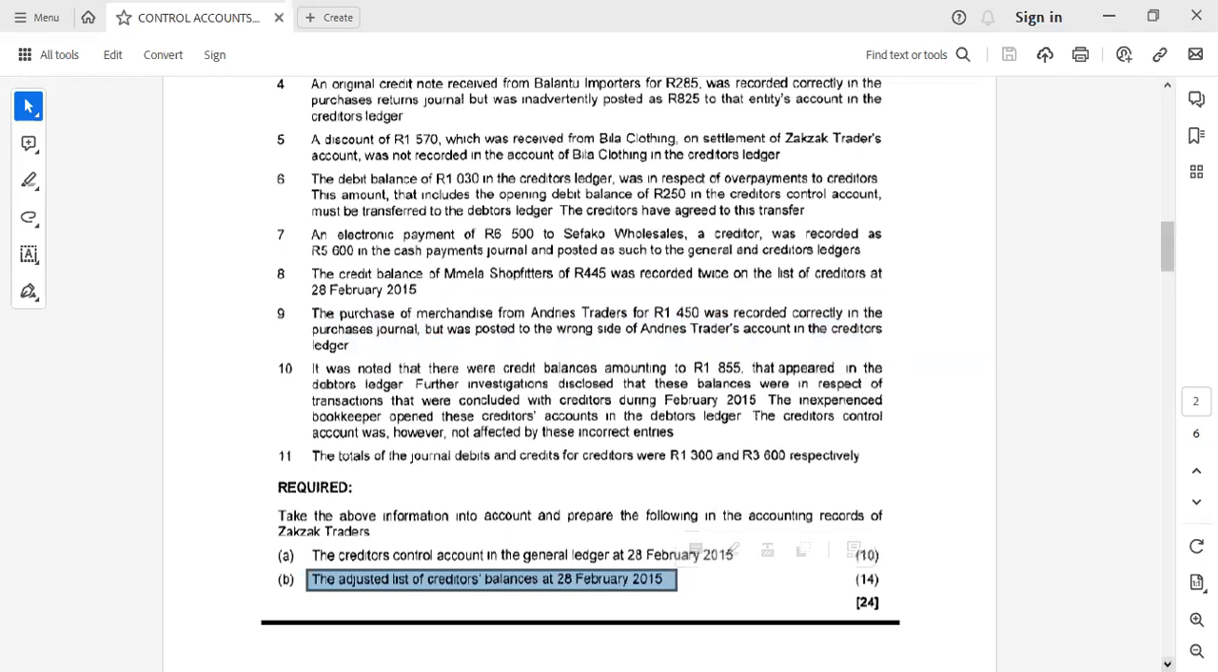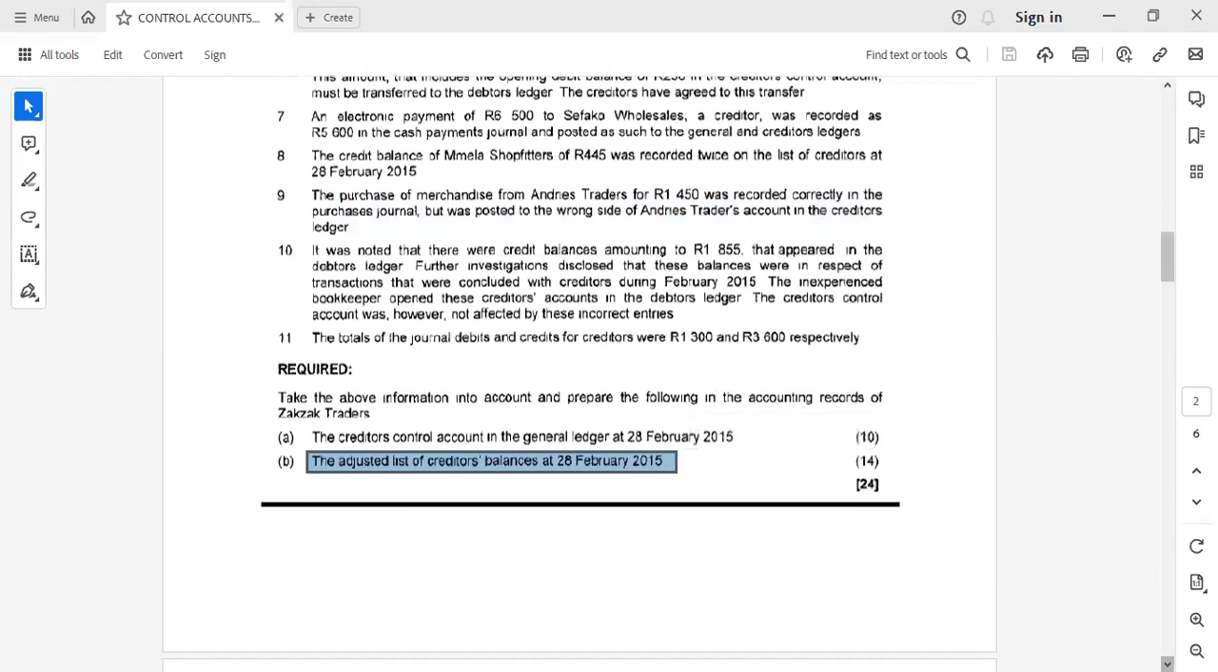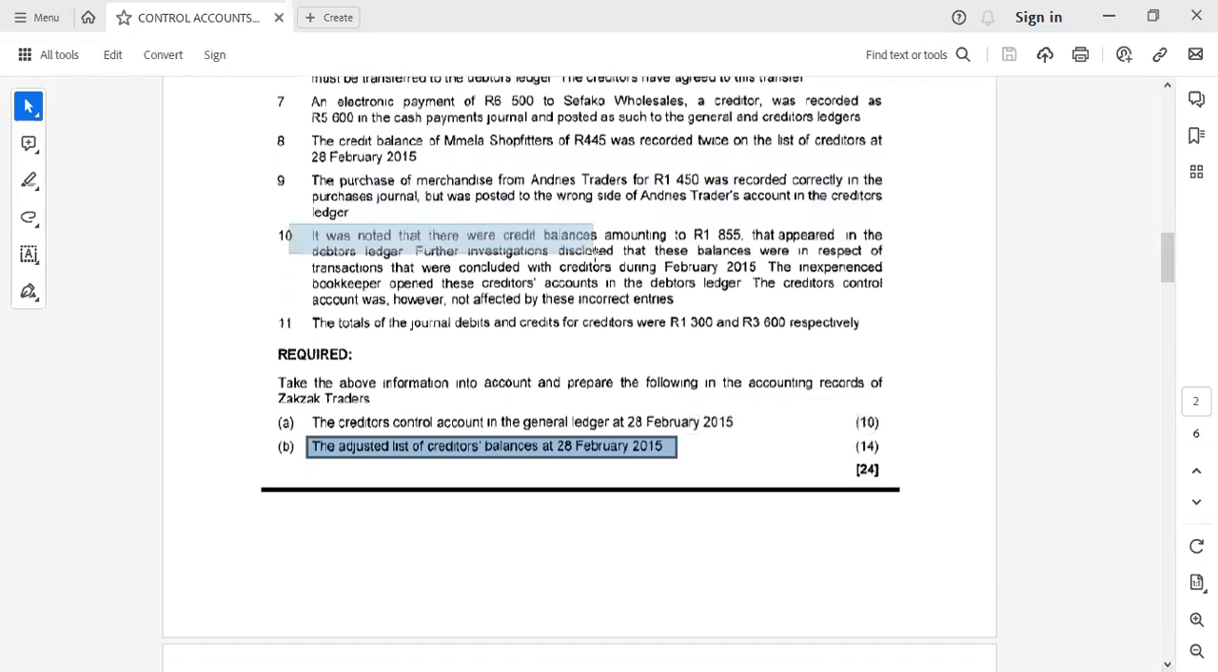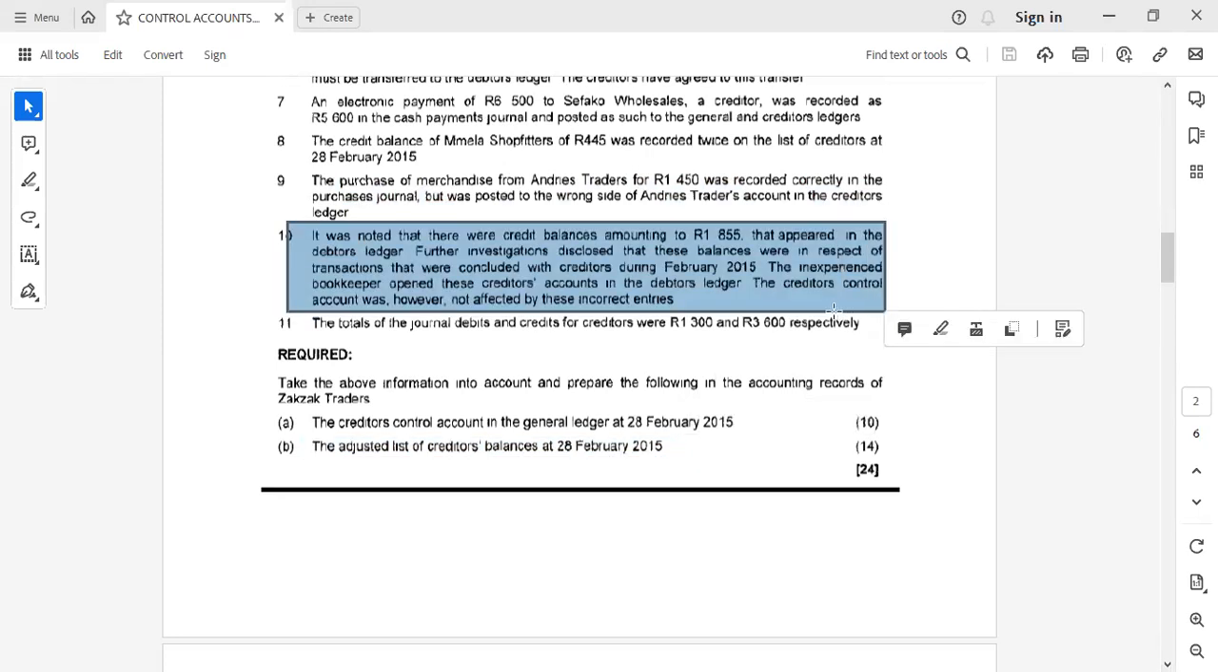Right. Then the last, okay, there's still number 11. It was noted that there were credit balances amounting to 1,855 that appeared in the debtors ledger.